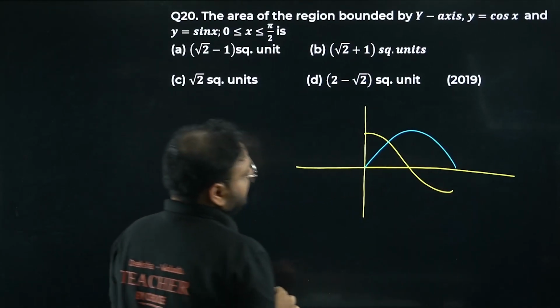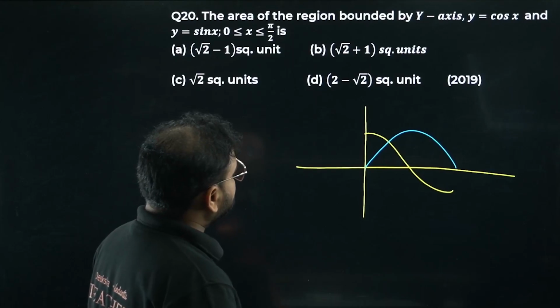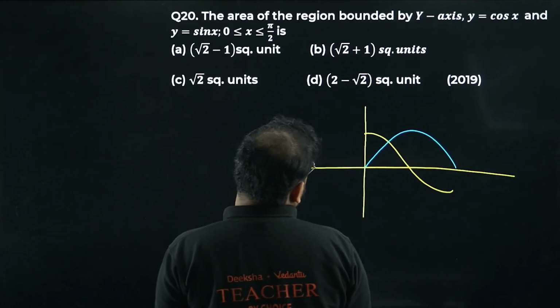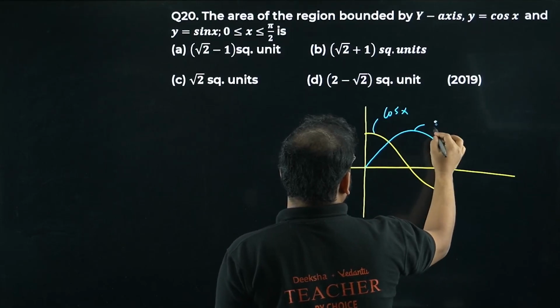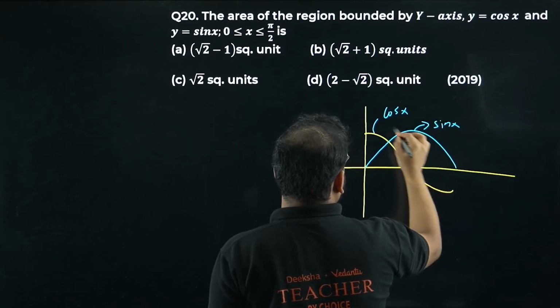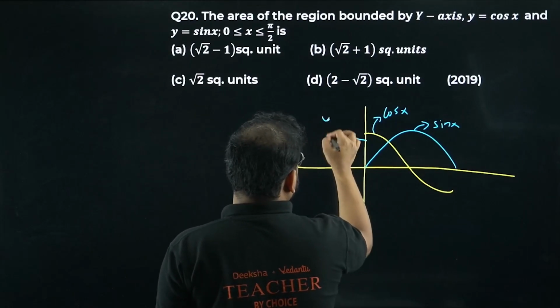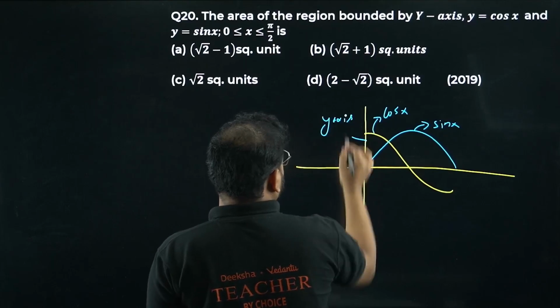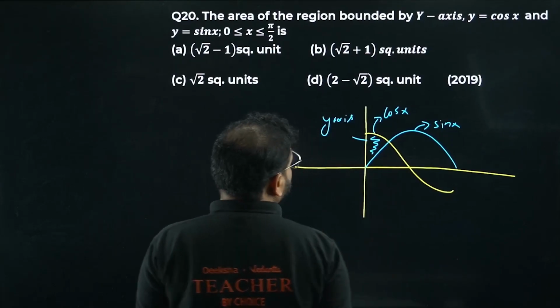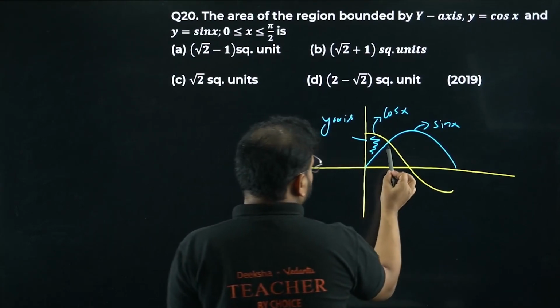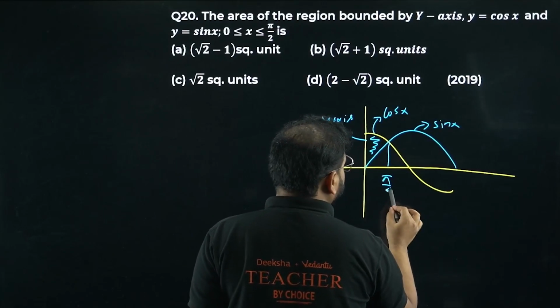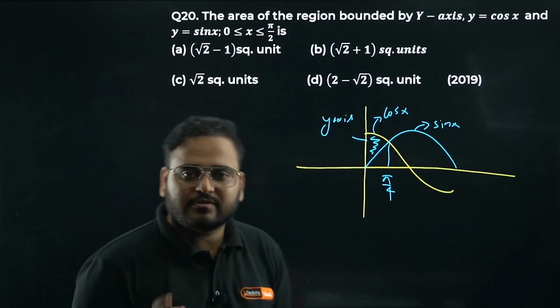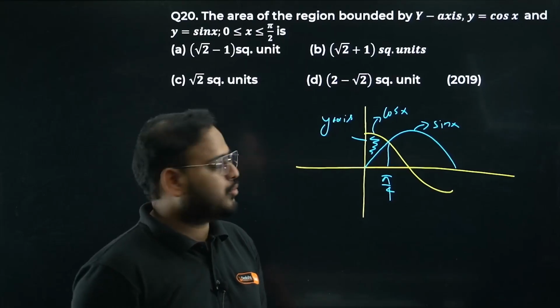Now, for this case, please check. This is cos x. This is sin x. And this is y-axis. Correct? So the region is going to be this only, right? This is my region. So basically, when are sin and cos equal for the first time? At pi by 4. At pi by 4, cos pi by 4 is 1 by root 2, sin pi by 4 is 1 by root 2. It means they are equal.